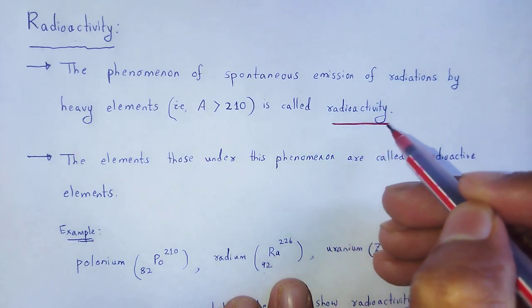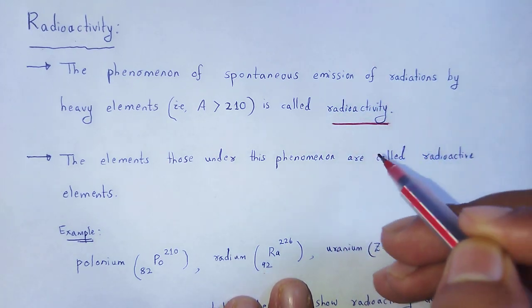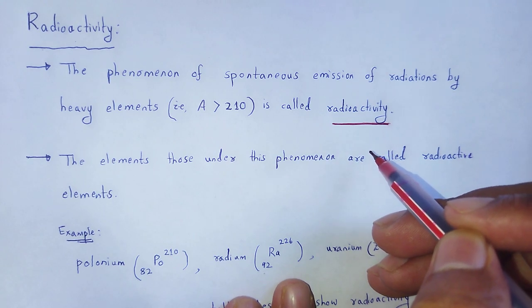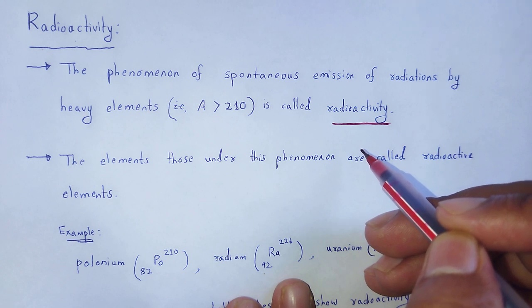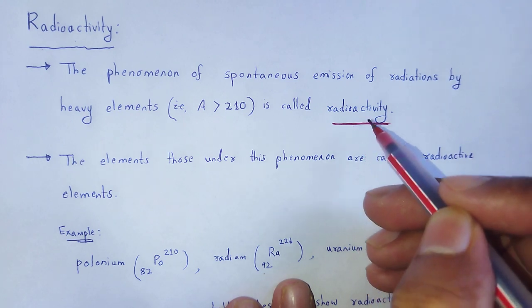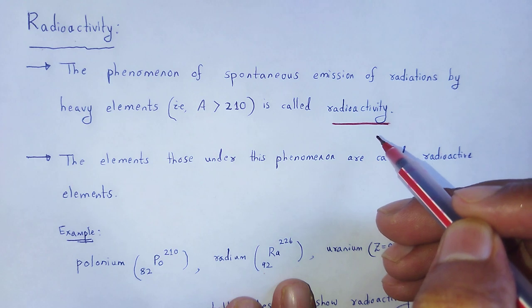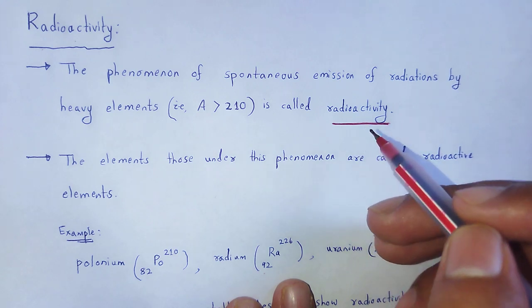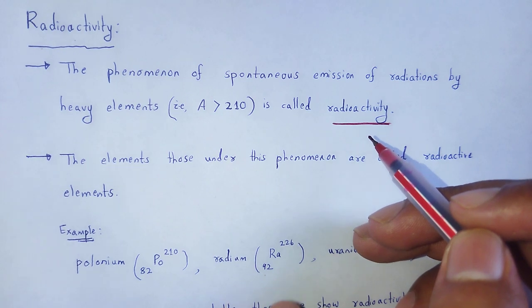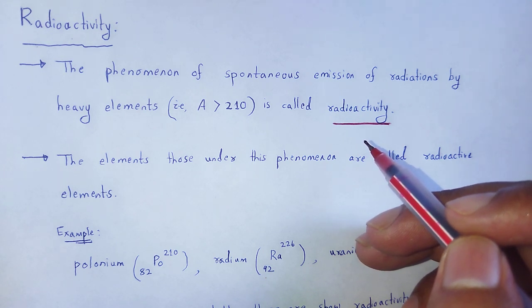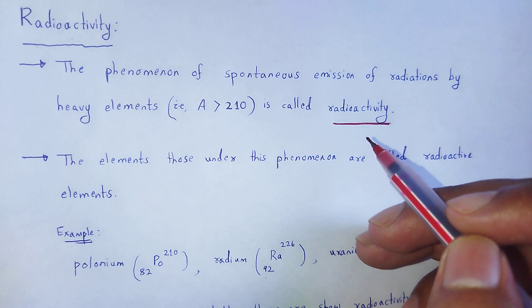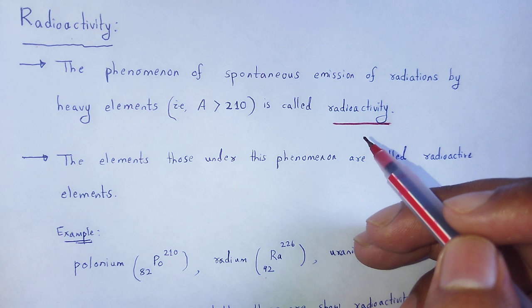Why does the phenomenon of radioactivity occur? As we see in the case of nuclear stability, the graph between N and Z, the neutron-proton ratio concept, is useful to understand the stability of nuclei. Some nuclei are unstable. They try to become stable by emitting some kind of radiations.